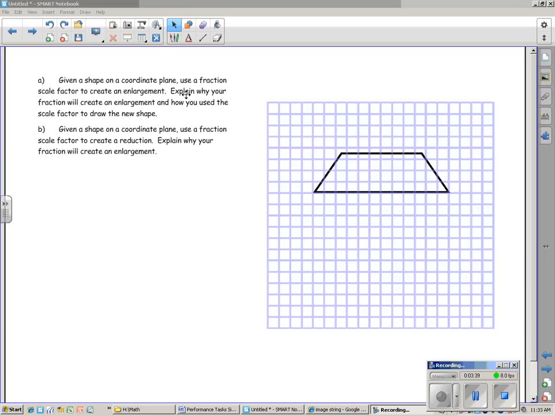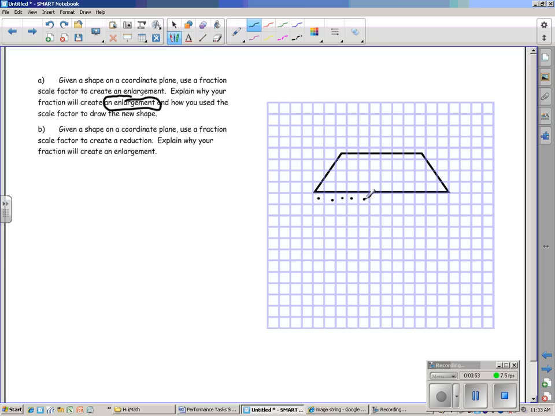So given a shape on a coordinate plane, use a fractional scale factor to create an enlargement. What do we know? Enlargement means it's going to get what? Bigger. Same thing, you're going to count how long the bottom is. 1, 2, 3, 4, 5, 6, 7, 8, 9, 10, 11, 12. So my bottom is 12 to begin with, and the top is 1, 2, 3, 4, 5, 6, 7. And I want you to figure out what scale factor would make it bigger? What fraction would I have to multiply 7 by to get a bigger answer?